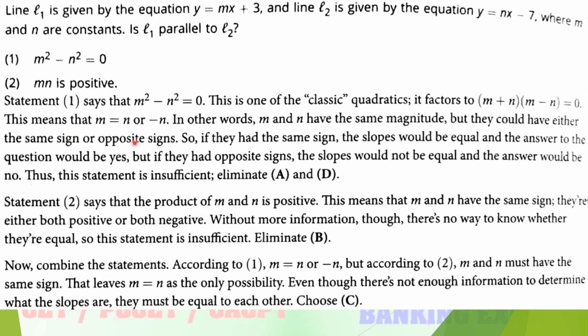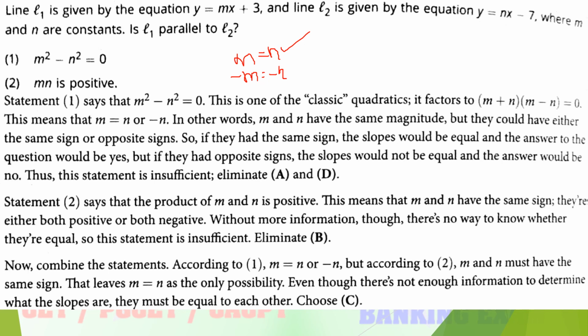So from the first statement, m is equal to n as well as m is equal to minus n. From the second statement, m is equal to n, and the second one, minus m is equal to minus n. So from both statements, this one is proved. So you can tell that by clubbing both together, you can answer the question. So if m and n are equal, L1 is parallel to L2.